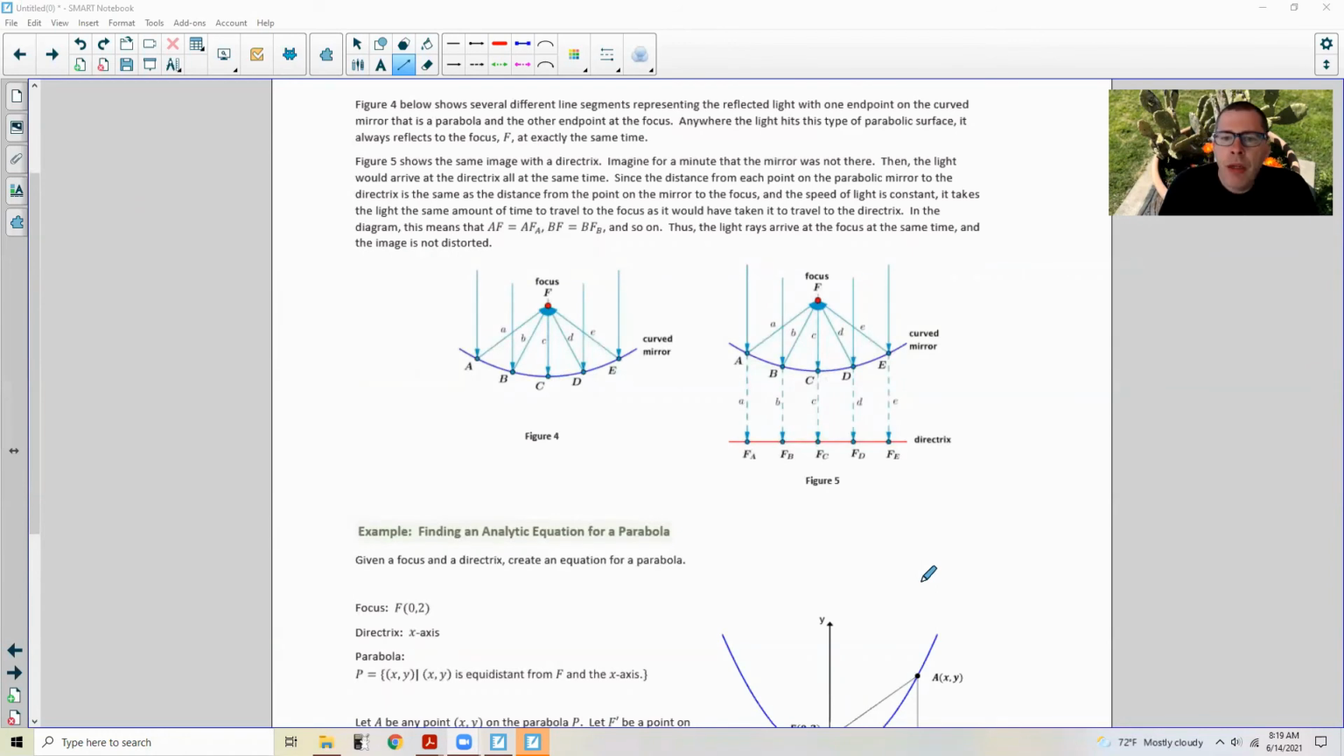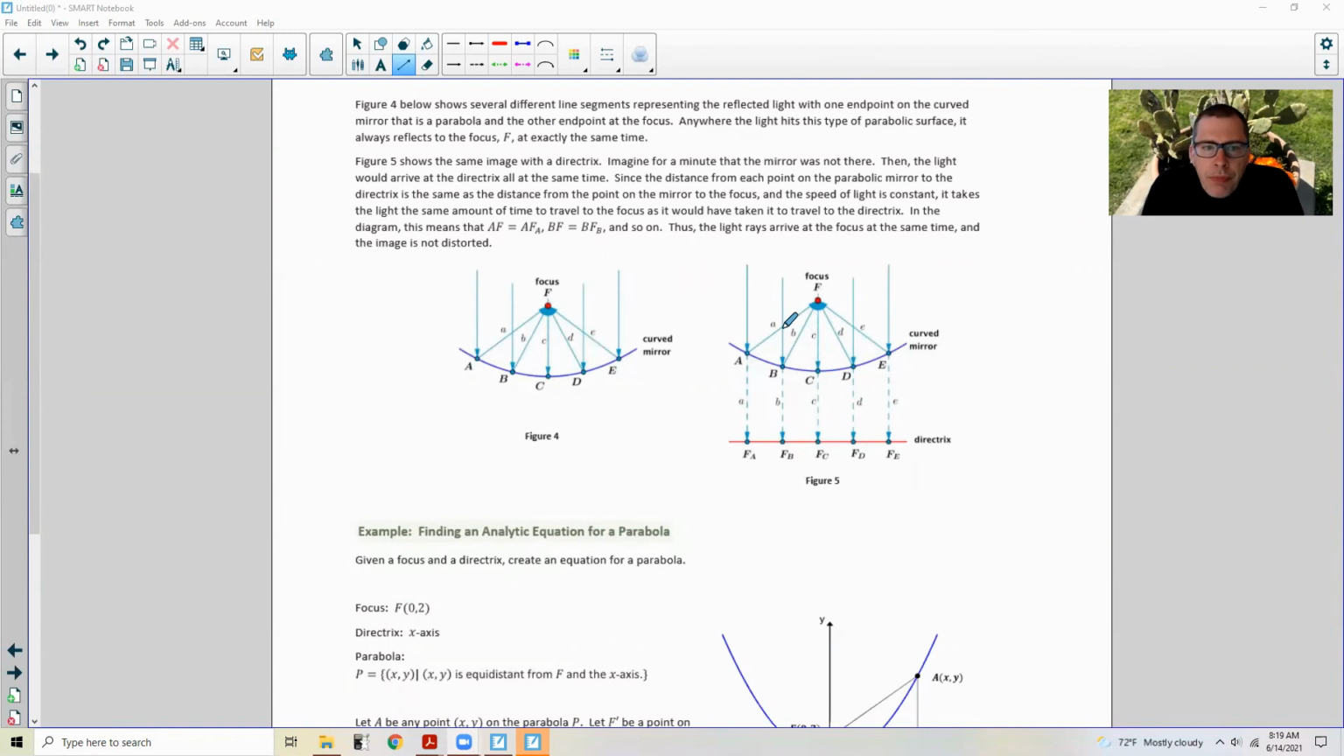So what they're saying is if this light continued from here down to here, and this one continued from here down to here, and so on, they would all hit the directrix at the same time. And since this distance is equal to this, and this distance is equal to this, if they reflect and go to the focus instead, these 5 distances are equal to these 5 distances. So therefore the light would reach the focus at exactly the same time.